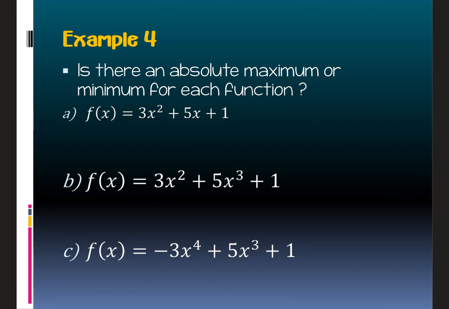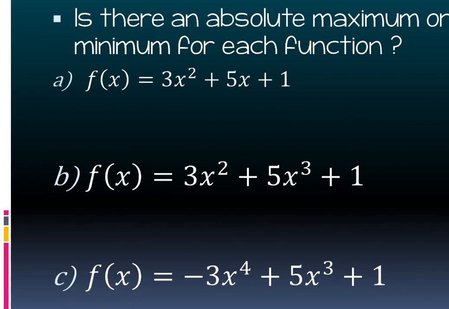All right, this says, is there an absolute max or minimum of each function? So I'm looking for the degree and then the sign on its leading coefficient. If I go to A, what's the degree? 2, which is even, which means there has to be something. Now I go to the front term and it's positive, which means this is a parabola that opens up. The arrows point up, which means it's going to have what? A max or a min? A minimum.